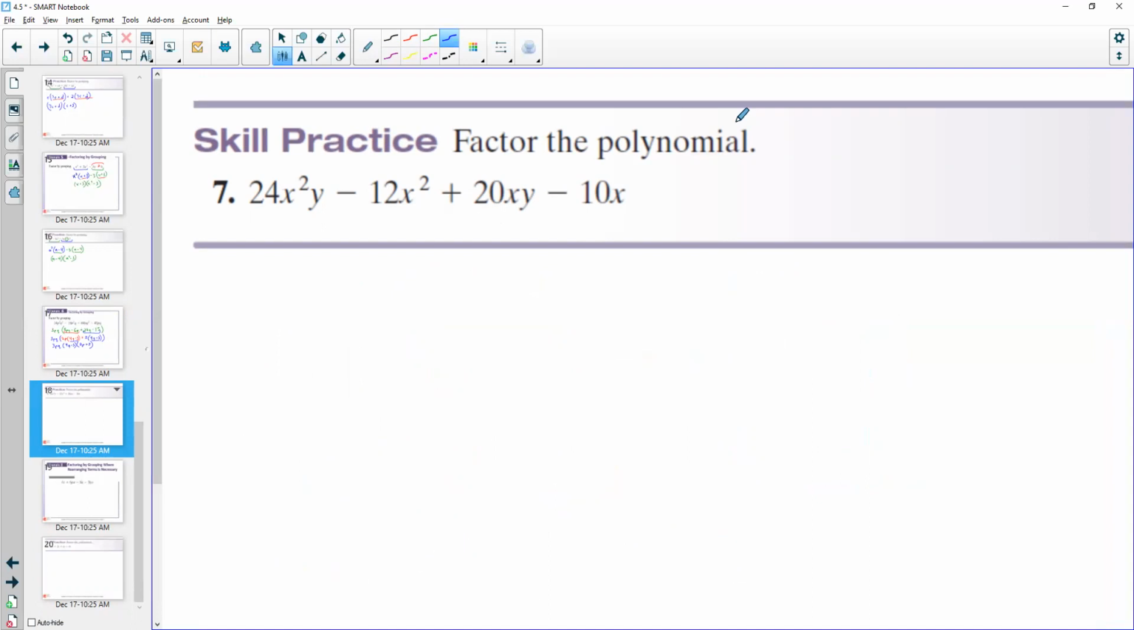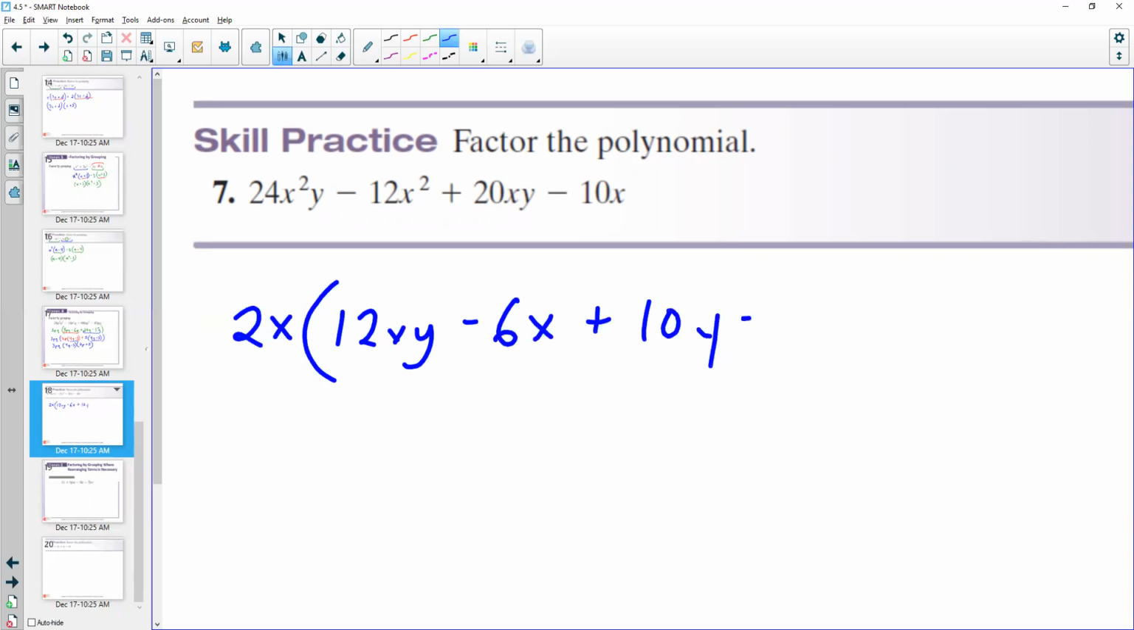I see 2x. They're all even and they all have an x. So pull out the 2x. What's left? See, 12xy minus 6x plus 10y minus 5. Okay?